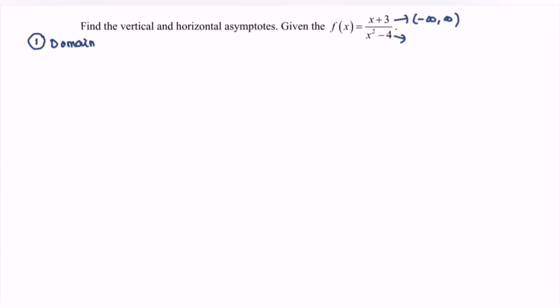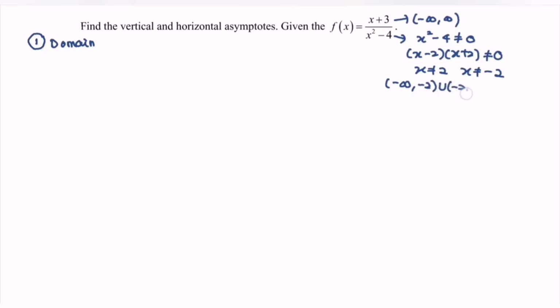But for this case, the quadratic is the denominator, so x squared minus 4 cannot equal 0. If we factorize, we will have x minus 2, x plus 2, which is not equal to 0. So x cannot equal 2 and x cannot equal negative 2. Based on this, the domain will be negative infinity until negative 2, union negative 2 until 2, union 2 until infinity, where negative 2 and 2 are not included.